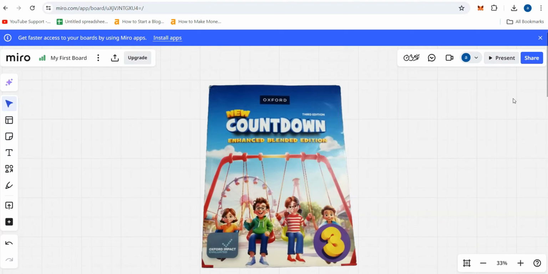Today, we'll be starting with the Oxford Countdown Mathematics 3rd edition.